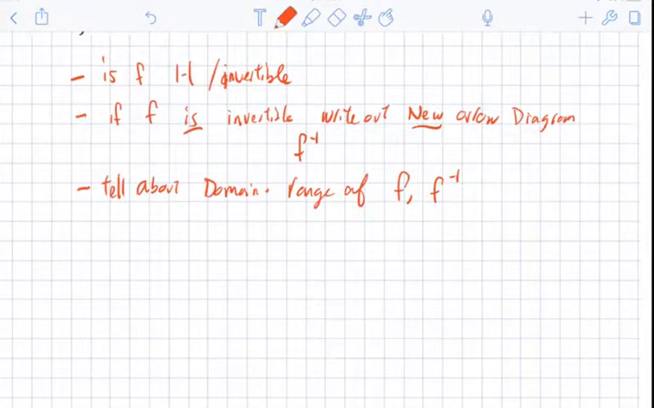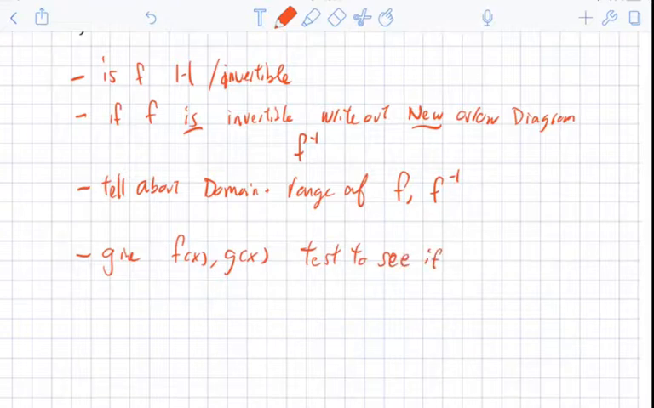And the last thing I might ask you to do is, if I give you two functions, test to see if they're inverses. Okay? So four things you need to be able to do. There's a broader set of explanations and stuff that you need to understand, but it all just comes down to, can you do these four things? So don't get overwhelmed with the task before you. I know it's fairly theoretical, but just focus on these four things.